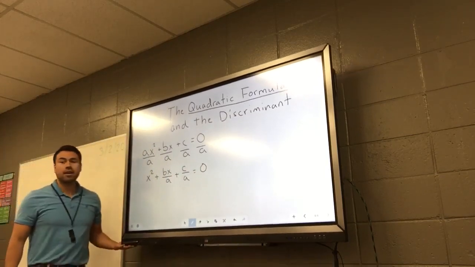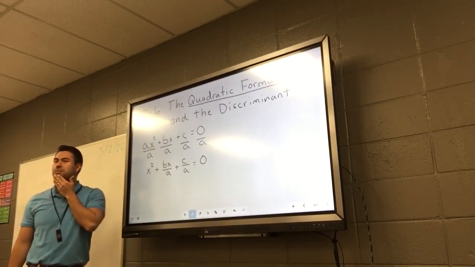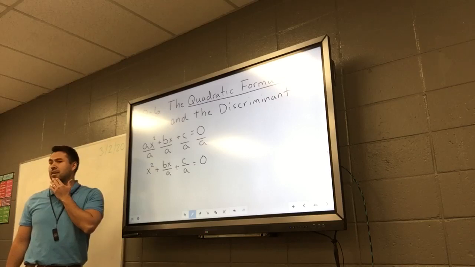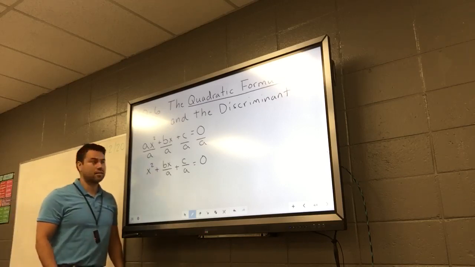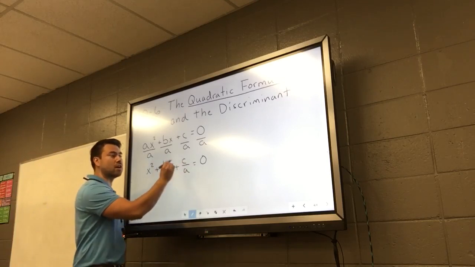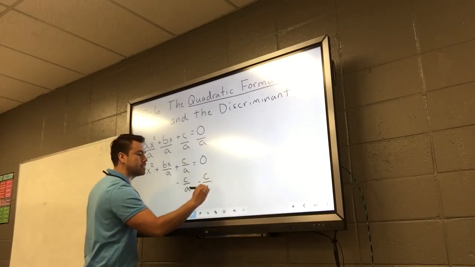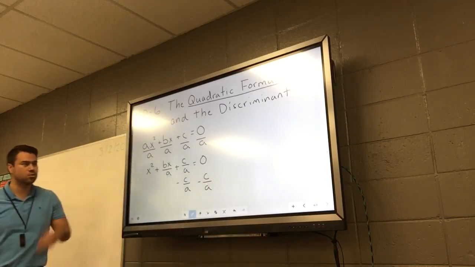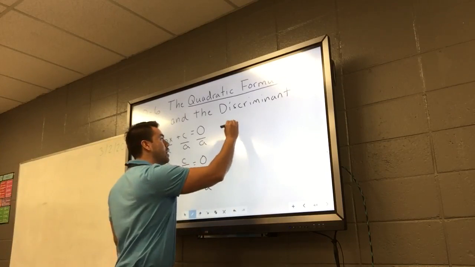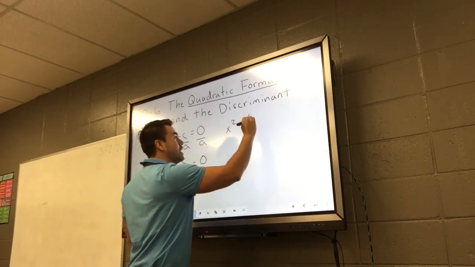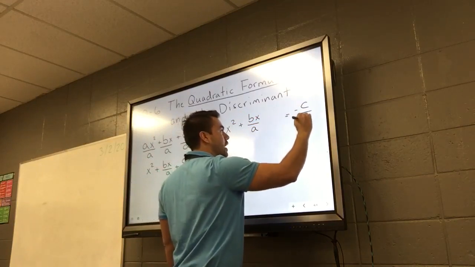Okay. I want to complete the square, though, so what do I have to do? Does anyone remember what to do here? Oh, okay, Darius, good. You want to subtract the constant. Yeah, you're going to subtract this constant right here, so you're going to subtract c over a from both sides. Okay, I'm left with x squared plus bx over a, blank, equals negative c over a.